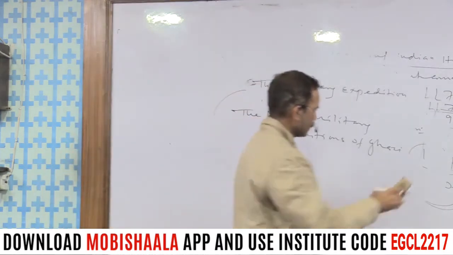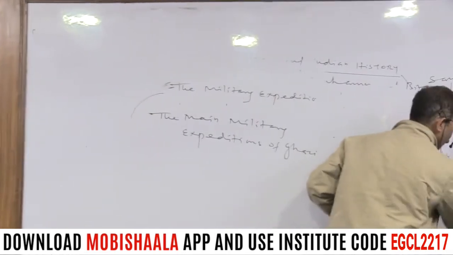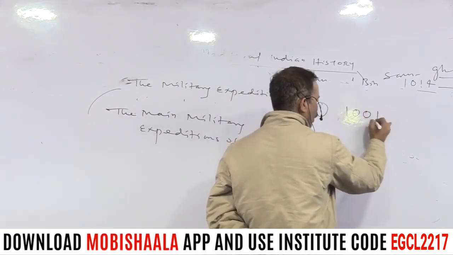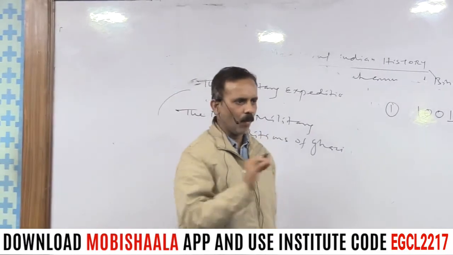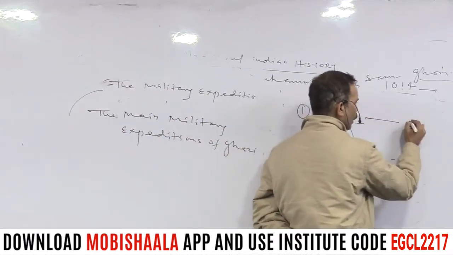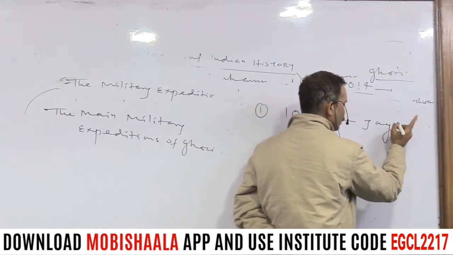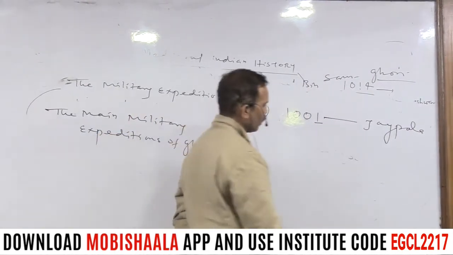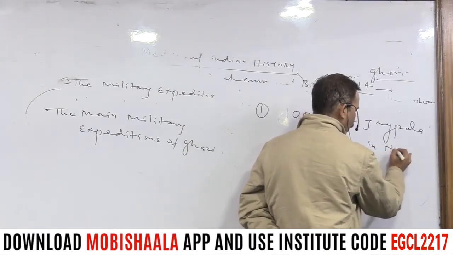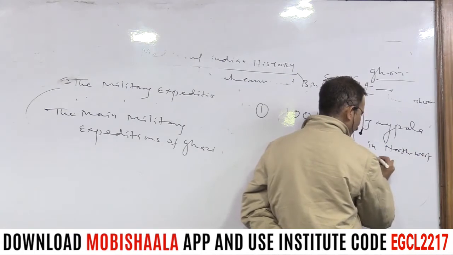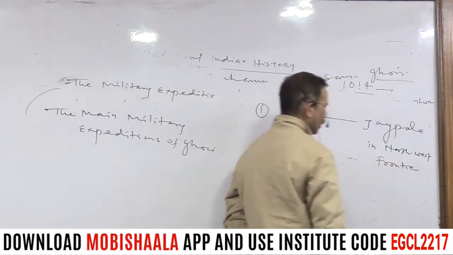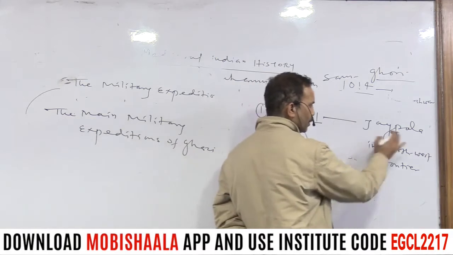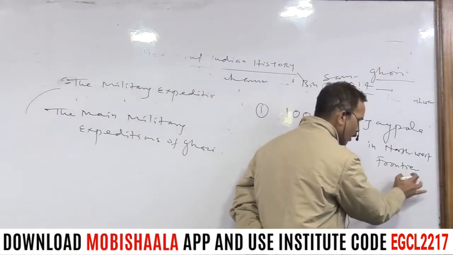The main military expeditions of Ghazni. First, number one, 1001, first expedition, against Jaipala in the northwest frontier regions of India. First expedition was against Jaipala in the northwest frontier regions of India.